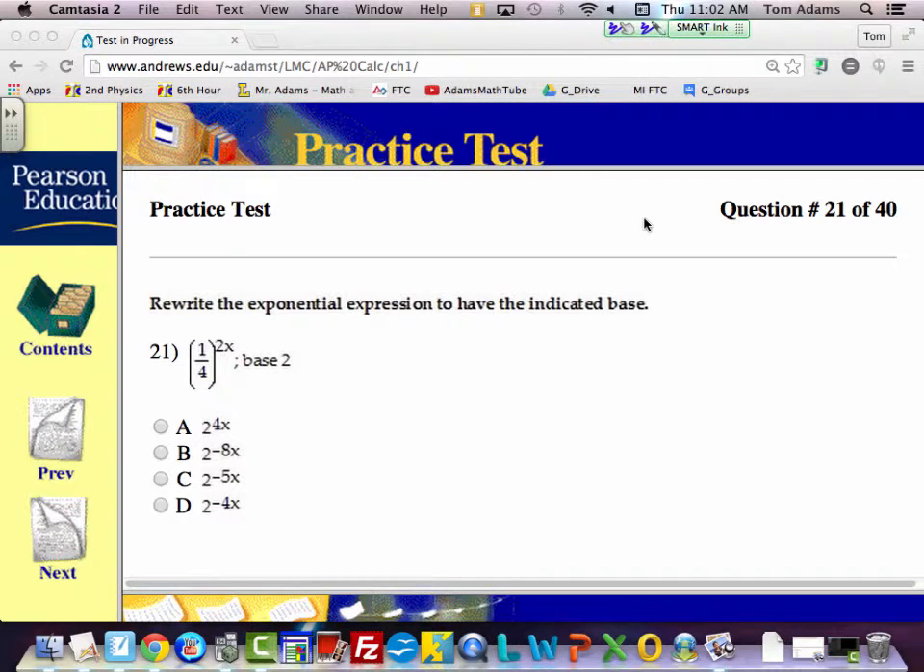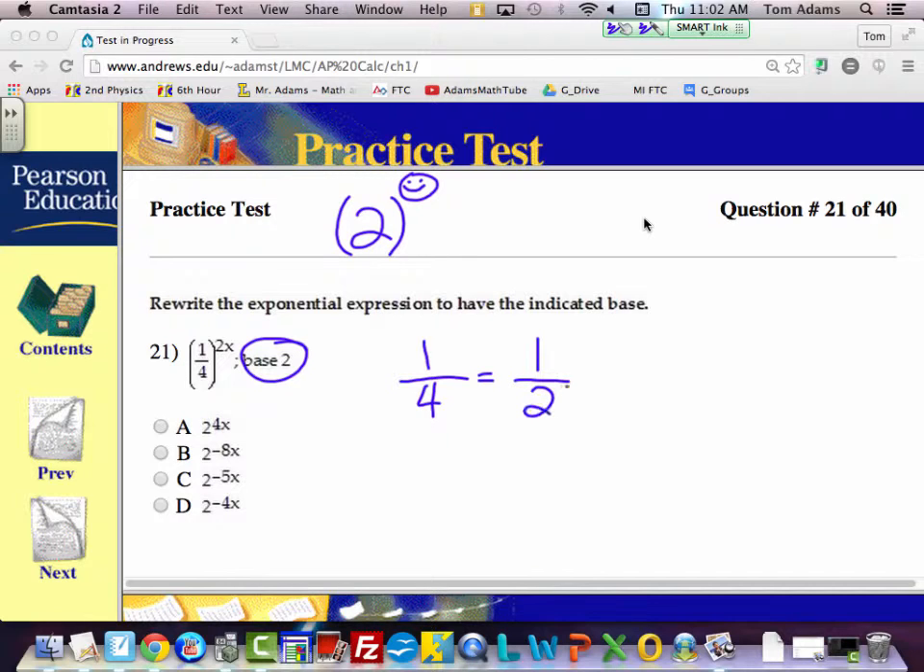All right, so now what they want us to do is rewrite this as a base of 2. In other words, we want 2 raised to something. Okay? And we've got to think about that. How do we do that? Well, the key is that 1 over 4 is really 1 over 2 squared, right? Which is really equal to 2 raised to the negative 2.